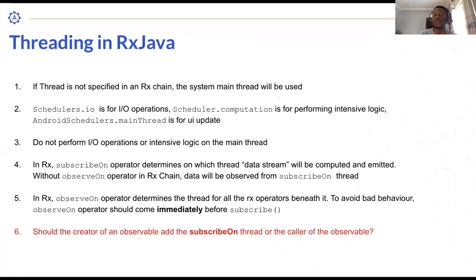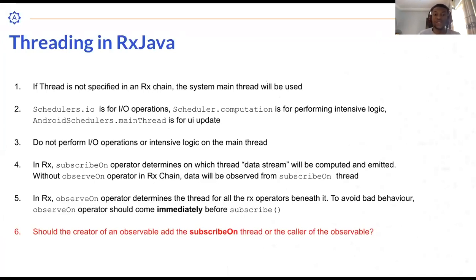So we use Schedulers.io for IO operations, and then you can use Schedulers.computation for intensive logic. For main UI logic, you can just use the main thread, AndroidSchedulers, but we will not have that because we're not running an Android application. We're just running within a Java environment.